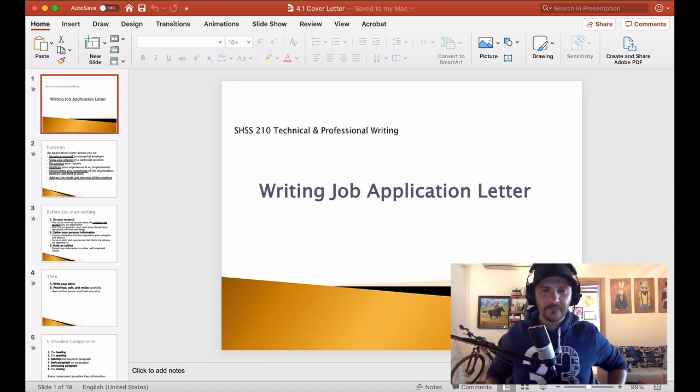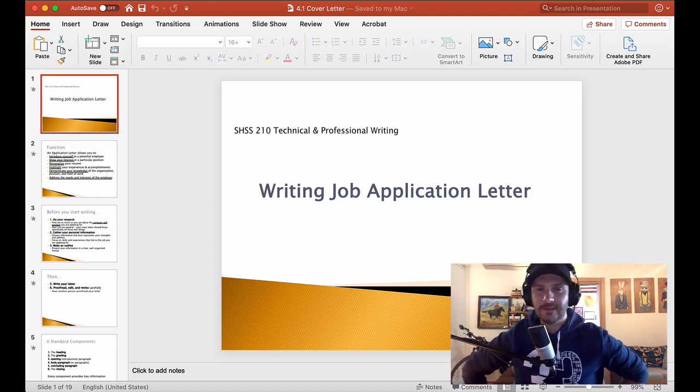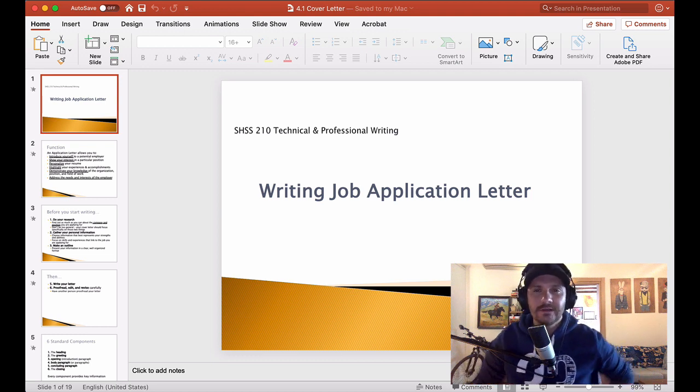Today we're going to be talking about cover letters or job application letters. So, for our assignment that is due in less than a week, you have to turn in your job advert, your cover letter, and your resume. Hopefully, you've already found your job advert and you've already started working on a draft of your resume.